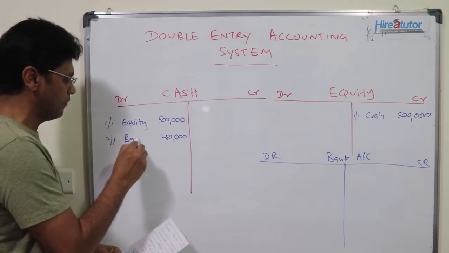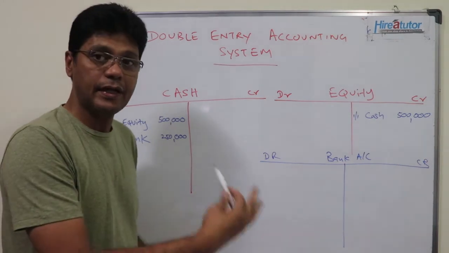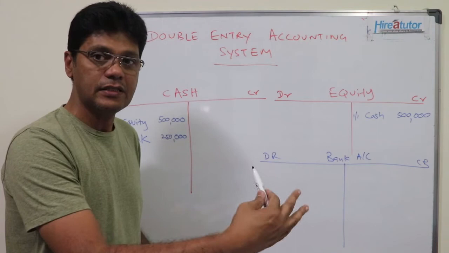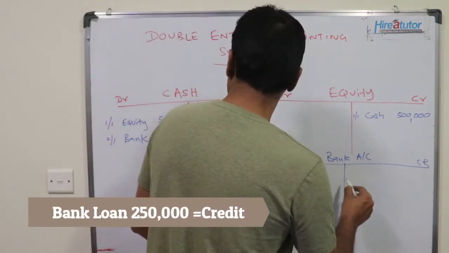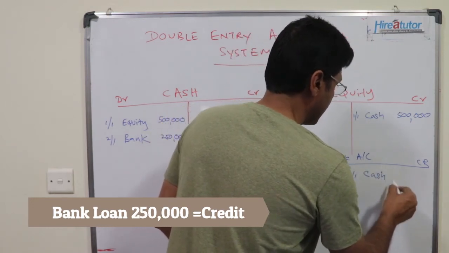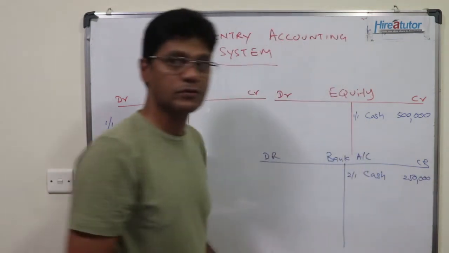Bank account, what is the reference? Bank account. And the bank account should be credited. The liability towards the bank will increase. Increase in liability should be credited. So 2nd January, cash, the reference account is cash, 250,000.